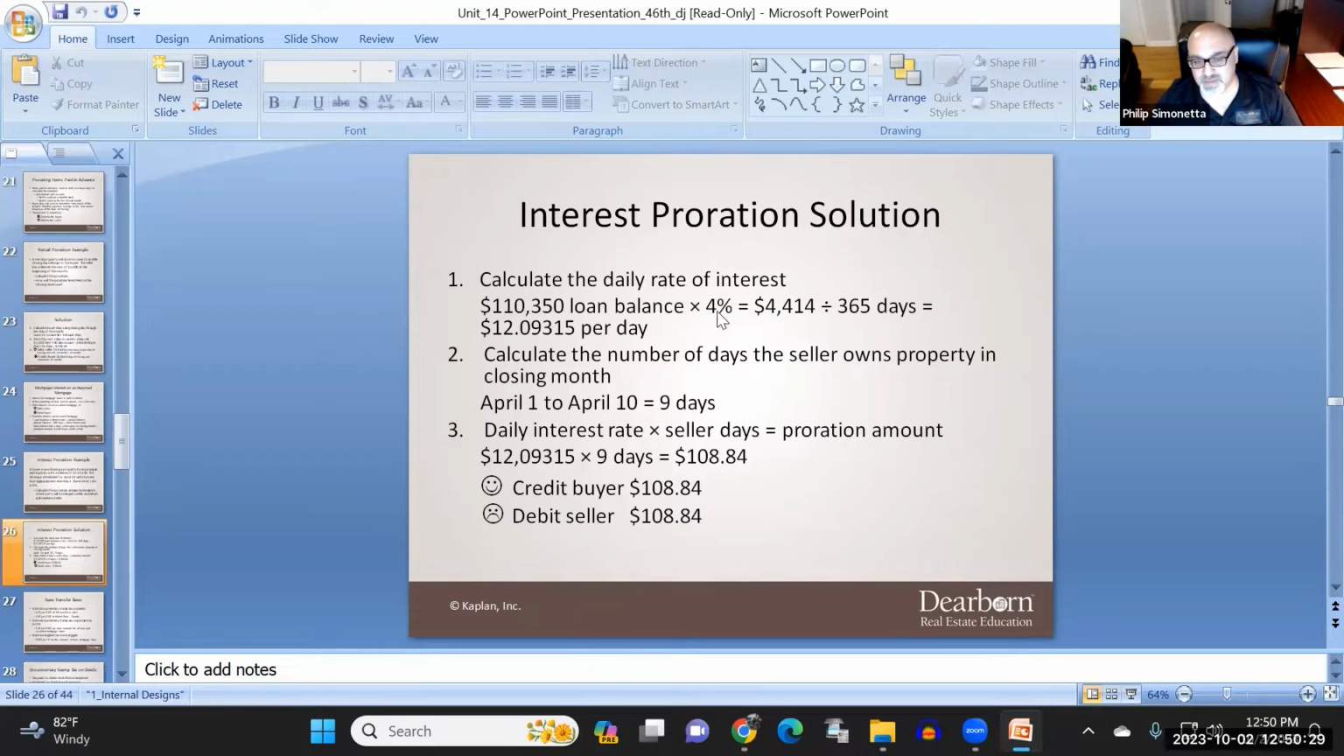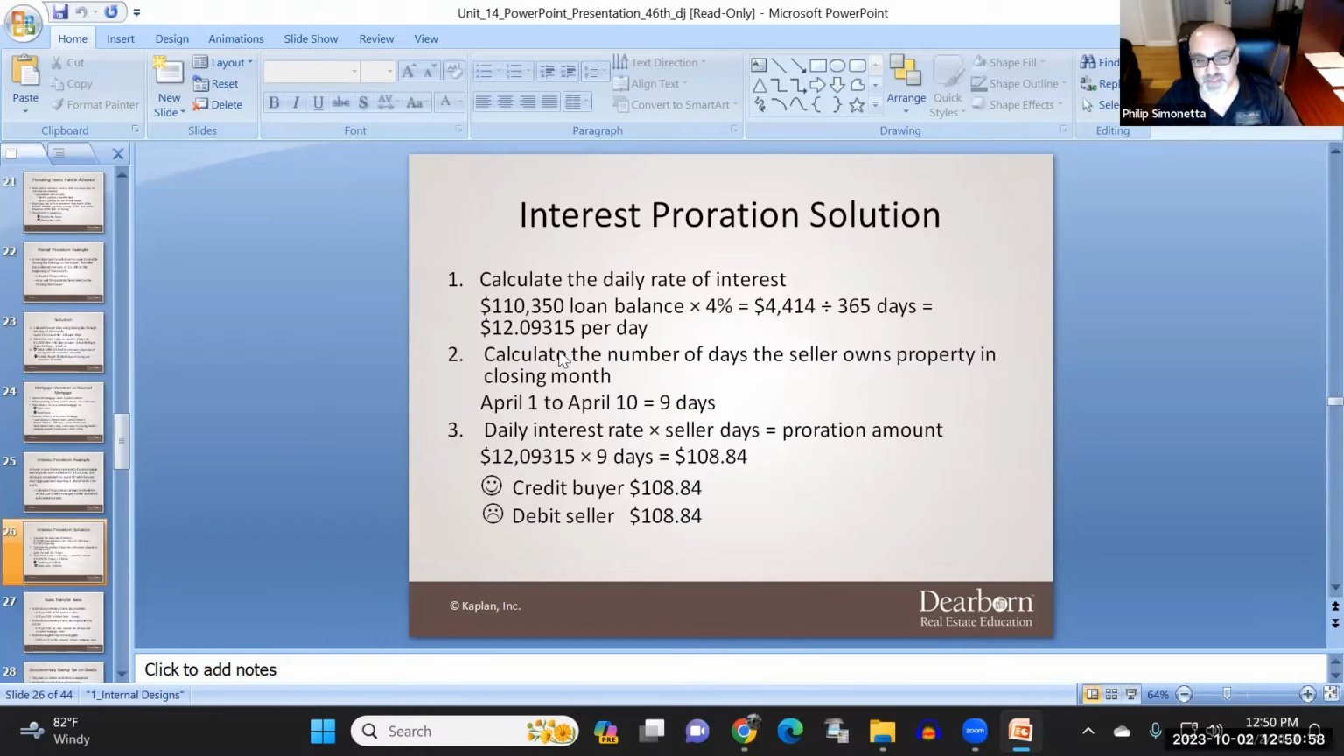$110,350 times 4% is $4,414 in interest per year. Divided by 365 days, it's 12.09315 per day. You don't round it. Whatever the numbers are in the calculator, use it. So the daily interest is 12.09315.